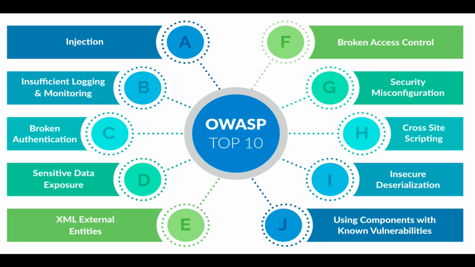OWASP Top 10 lists the 10 most critical web application security risks. It is widely recognized as a standard for web application security. By learning the OWASP Top 10 security risks, organizations can reduce the risk of attacks against their web applications. Let's look at each of them in detail.